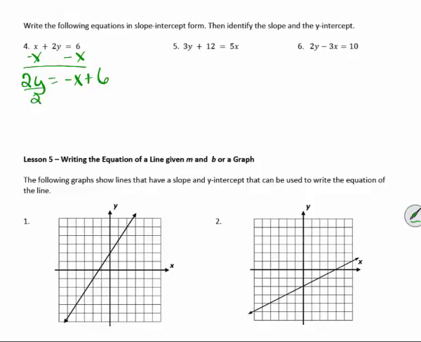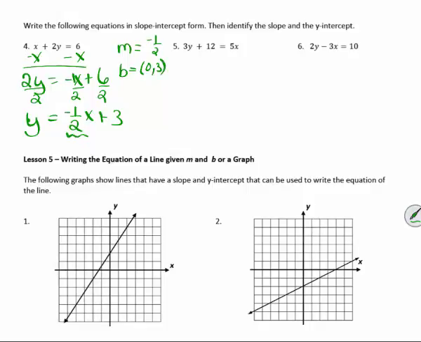I'm going to divide by 2, and I have to divide everything by 2. So y equals, there's really a little 1 here, so I'm going to write it as a fraction out front, -1/2 x. 6 divided by 2 is 3. So your slope, that's the number in front of the x, is negative 1/2. Y-intercept is going to be 0, 3.